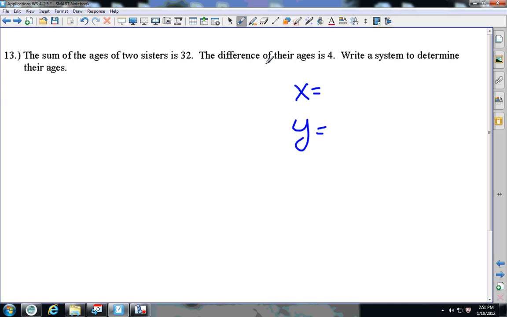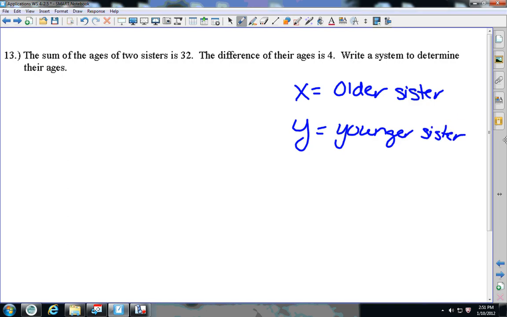Well, first off, it says that there's a difference. The difference means subtraction. The difference of their ages is 4. So that means one of the sisters has to be older and the other one younger. So I'm going to say that X is the older sister and Y is the younger sister.